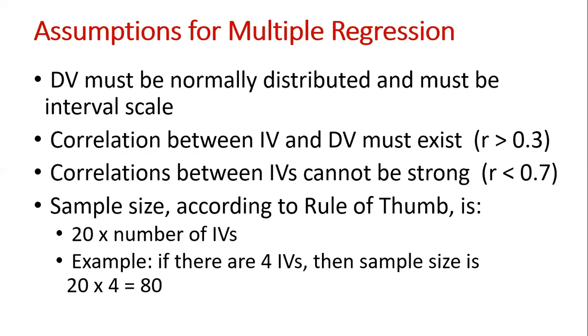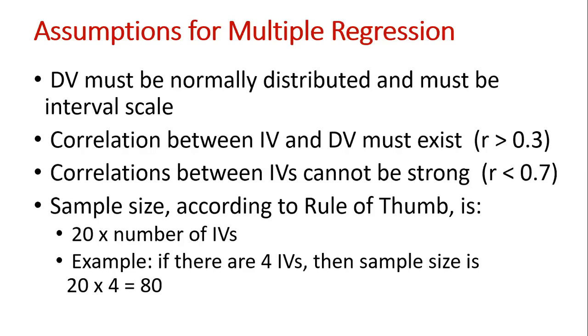The next one is the sample size. There is a rule of thumb for the sample size that we use. It's not a strict rule but a general rule, which is why we call it the rule of thumb. It says that you must have a sample size 20 times the number of IVs.